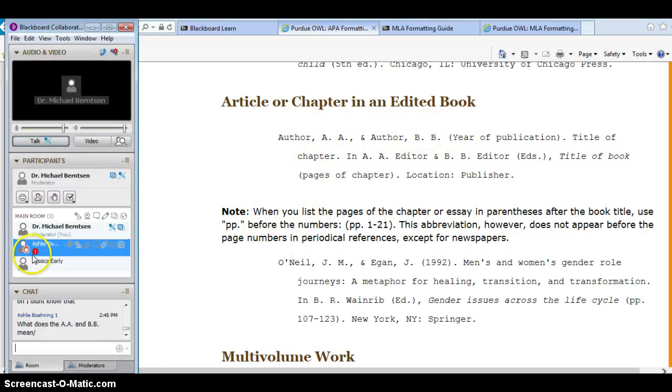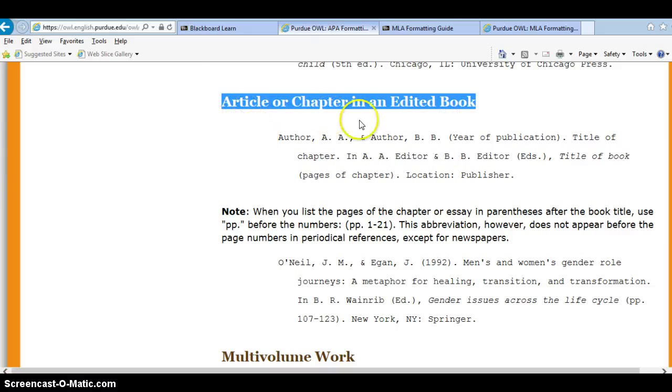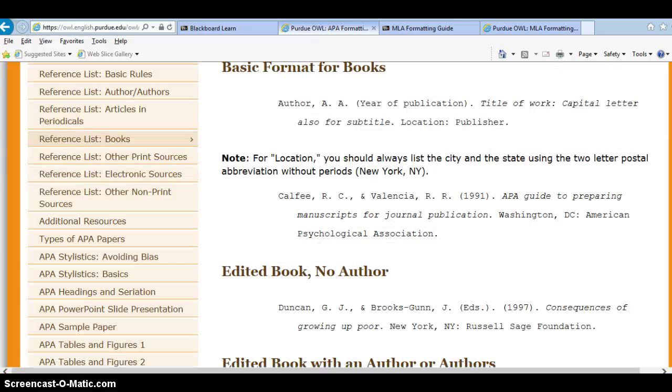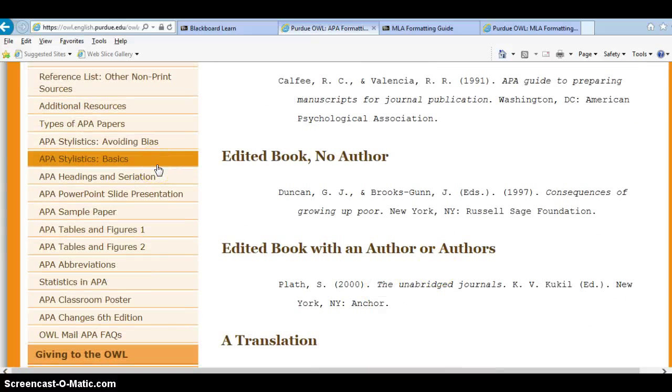Does that make sense? Yeah, good. But no, that's an important question because the style guides sometimes are a bit confusing with their initials. But just remember, this is the one we want for Essay 1, article or chapter in an edited book. And then, of course, wherever else you find your source, you'll use a different source. But that's obviously the first citation you'll need for this essay.